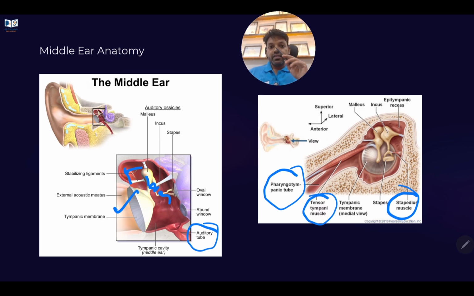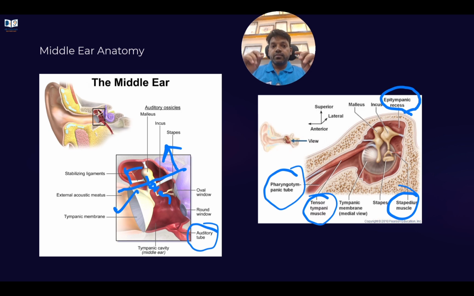If you see properly, the structure of the middle cavity is not really in the level of a tympanic membrane, so it also extends above the tympanic membrane. Okay, why? Then it is called as, this area is called as epitympanic recess. Okay, we will discuss those in detail. I hope this basic anatomy is understood.